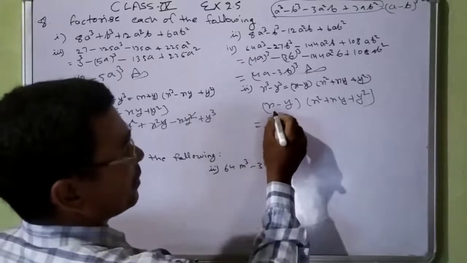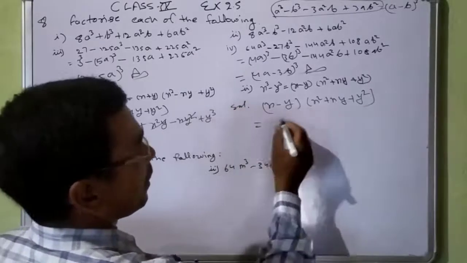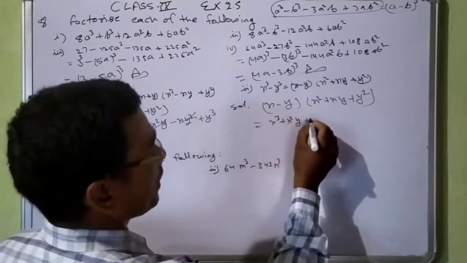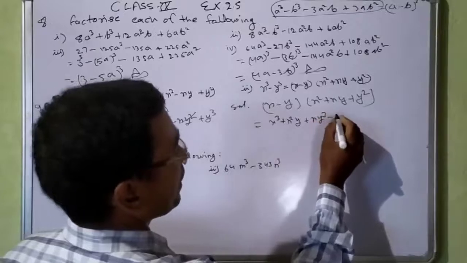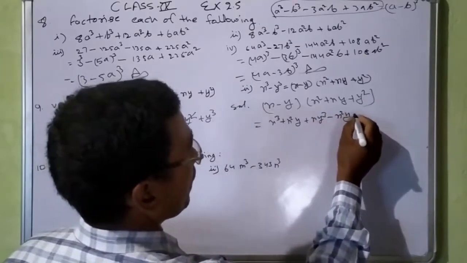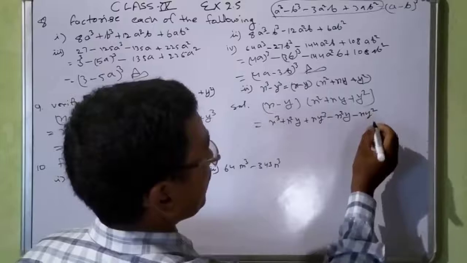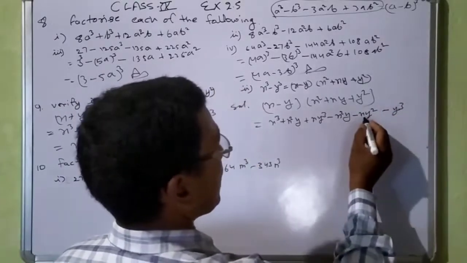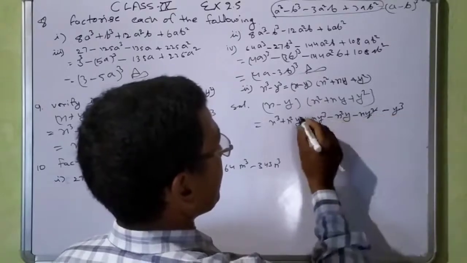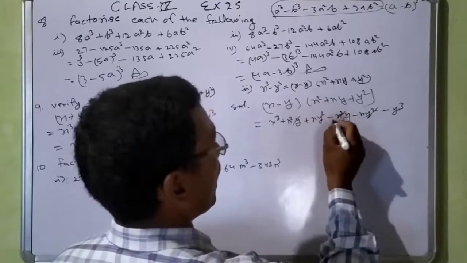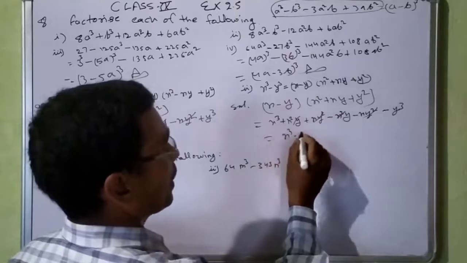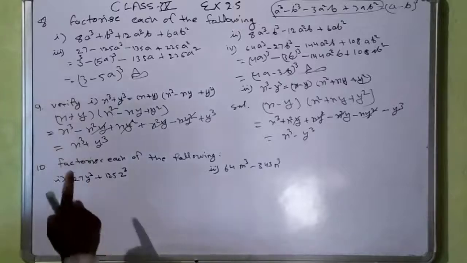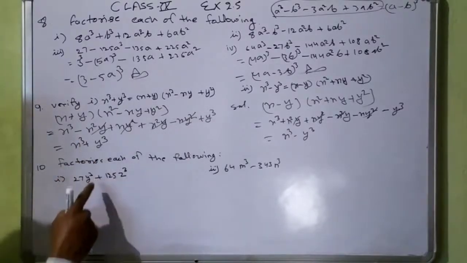So multiplying this out, x cube plus x square y plus x y square minus x square y minus x y square minus y cube. x y square cancels with x y square. Sorry, this is x square y, and this cancels. So x cube minus y cube. Next, factorize each of the following. Here we will apply this identity.